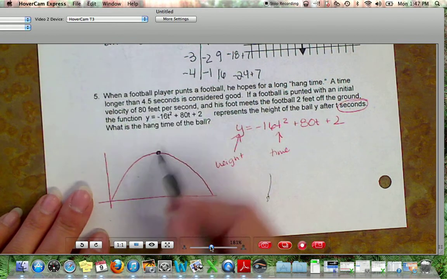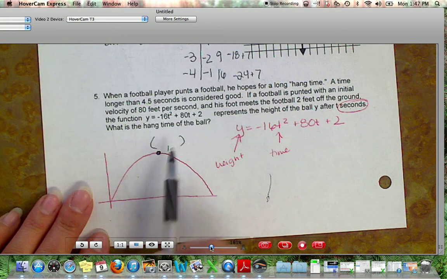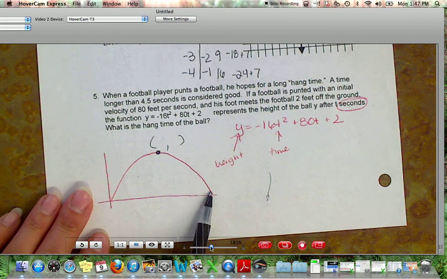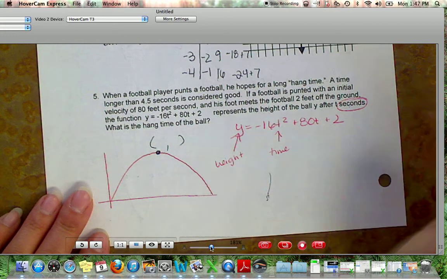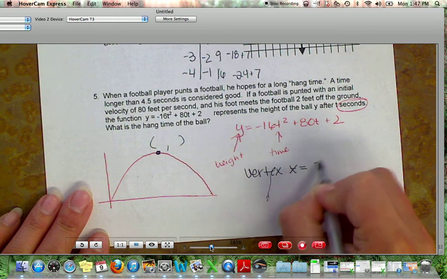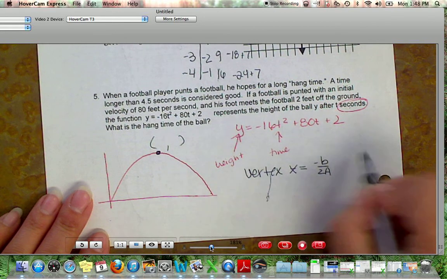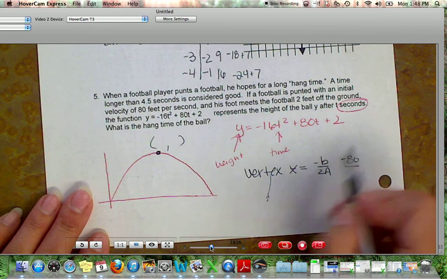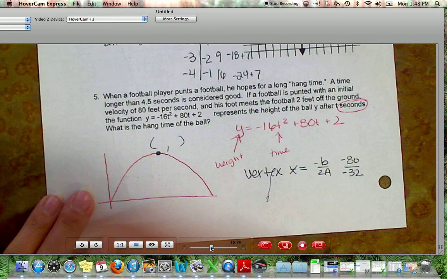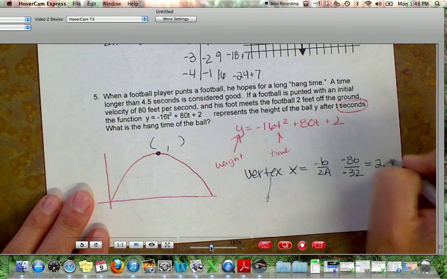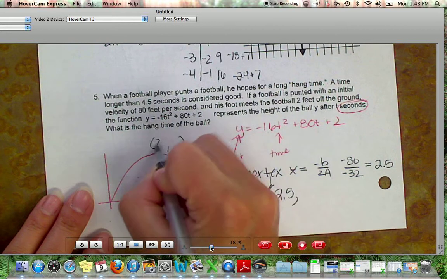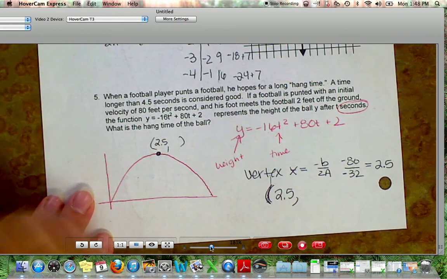So if we can figure out what the vertex is, and we know it's in the center, then we should be able to figure out how long it's going to stay in the air total. So let's just calculate the vertex. X equals negative b over 2a. That would be negative 80 over 2 times negative 16, which would be negative 32. And we get a nice pretty 2.5. So that's this. That's your x value.